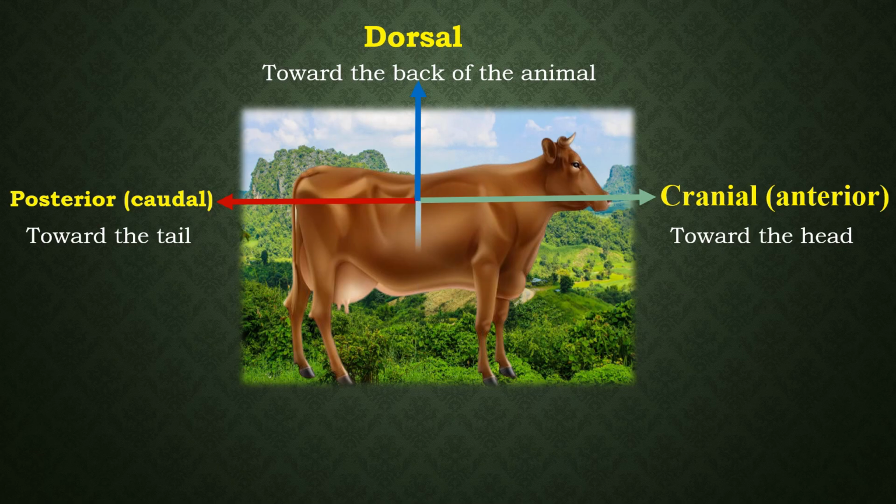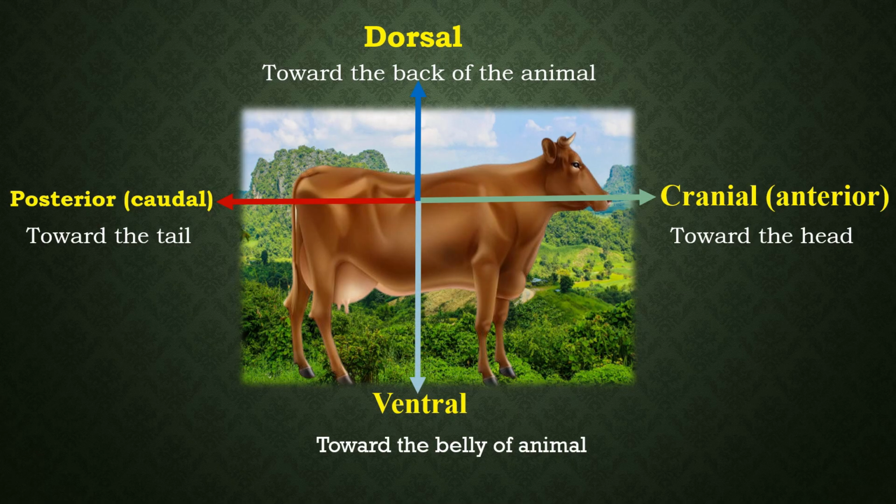The opposite of dorsal is ventral. This refers to toward the belly of the animal or away from the vertebrae. For example, udder is the most ventral part of the body. That means udder is located at where? At the ventral part of the body.